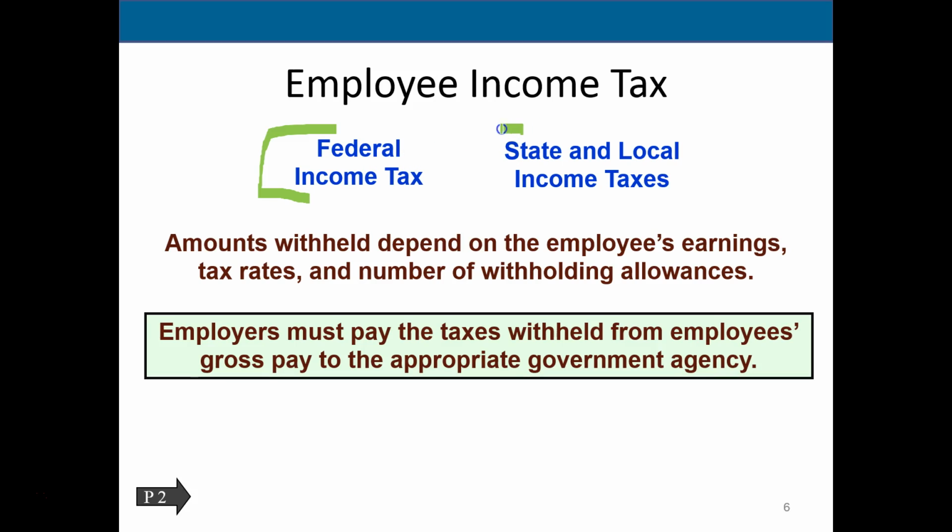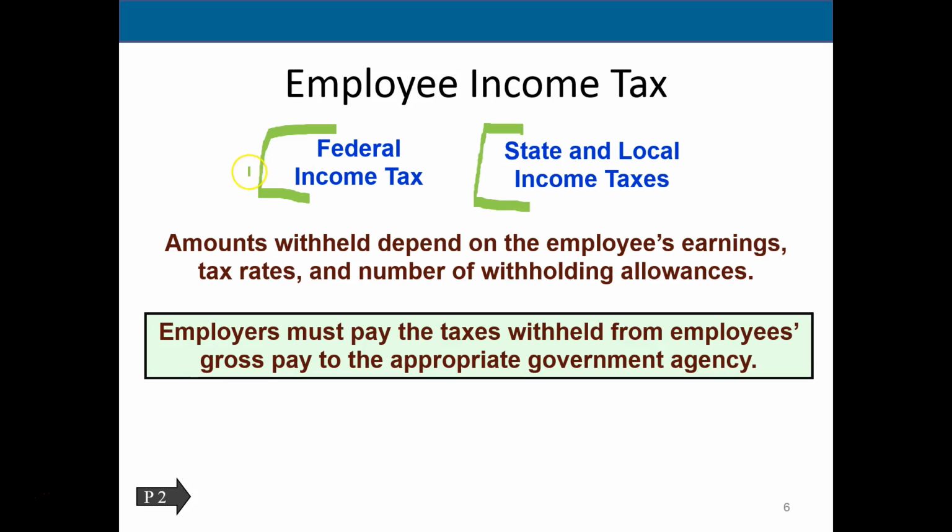The state could be the same way. Again, the states could differ. Some states don't have taxes. Some states do have taxes in terms of an income tax. So California obviously has an income tax, and we would have to do basically the same thing there. We'd have to deduct the taxes and pay to the state. So amounts withheld depend on the employee's earnings, tax rate, and number of withholdings.